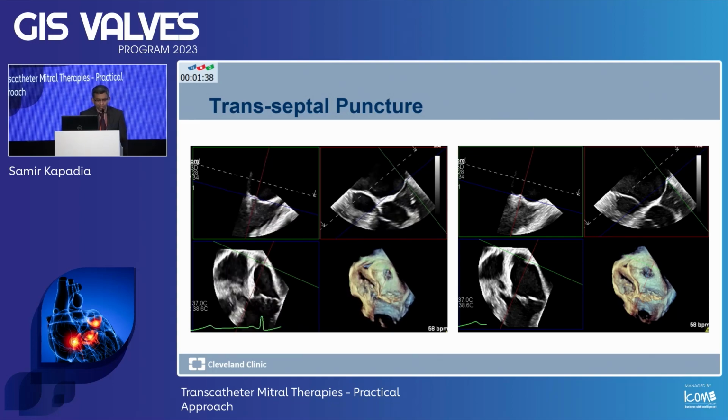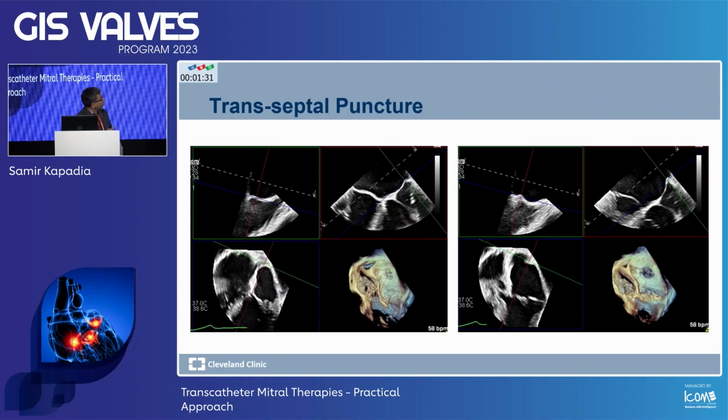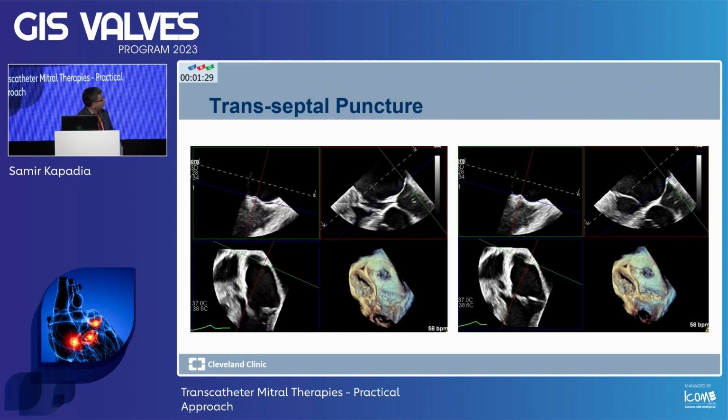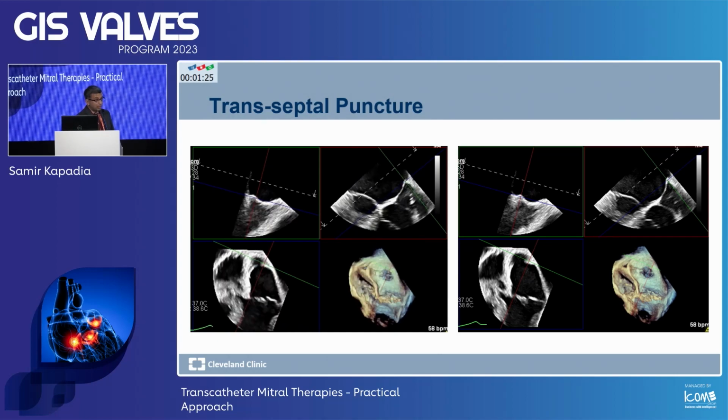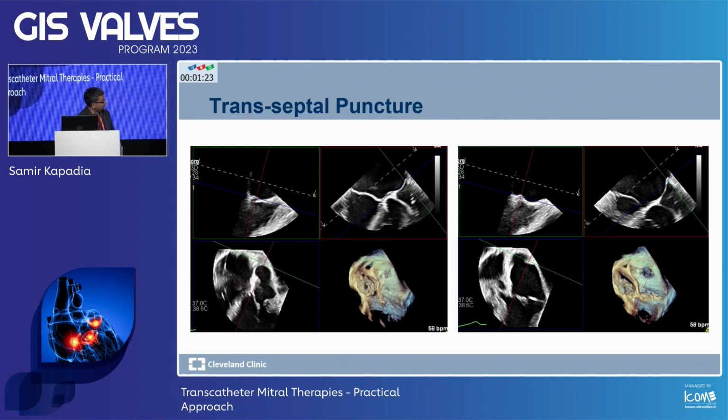So one thing to keep in mind is that when you're doing a transseptal puncture, a lot of people use a biplane view to say superior, inferior, and anterior, posterior view. When you do that kind of a puncture, you can see the fossa here. This is the mitral valve.